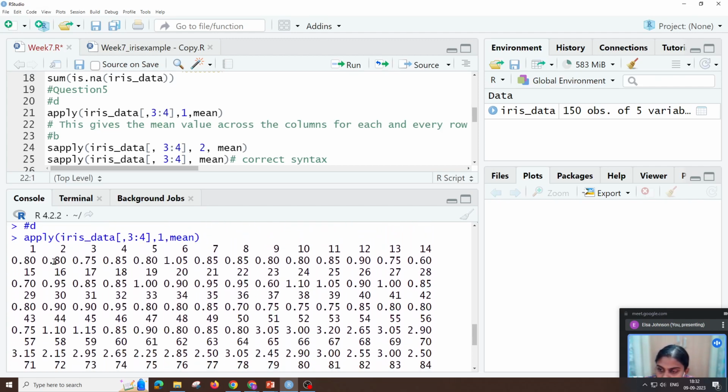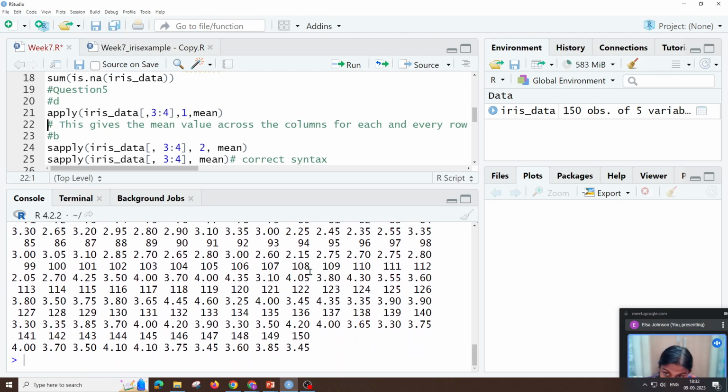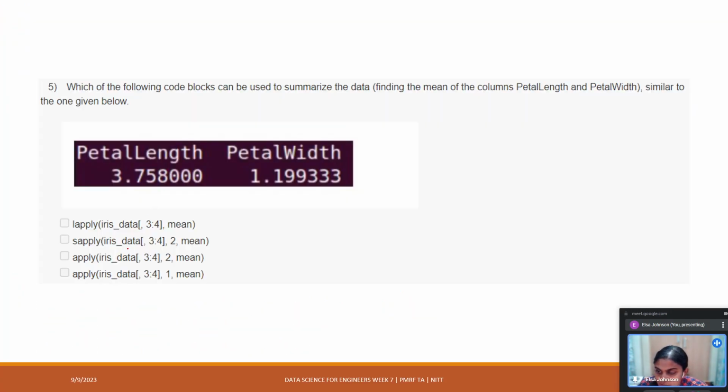So I am getting the mean. It gives the mean values across the columns for each and every row. Whatever rows are present, it will give you that value. If you want to do it the other way, like if you want to get data in this format, like petal length is 3.75 and petal width is like that.